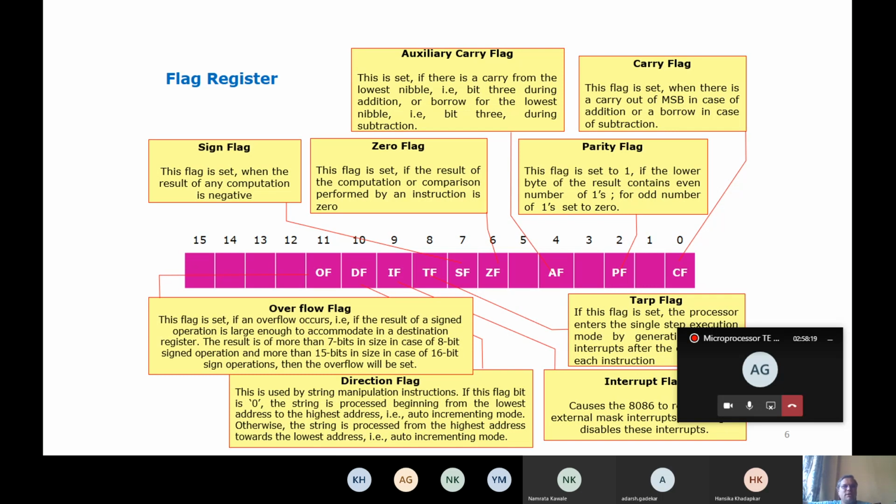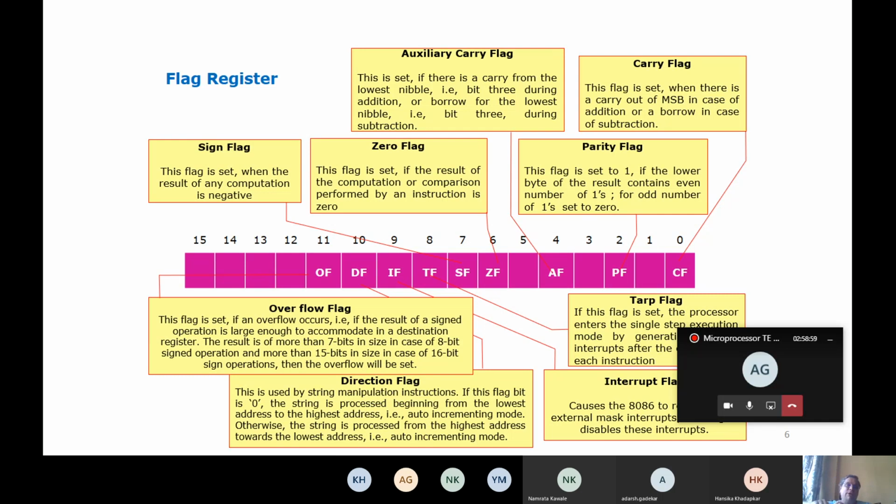So this flag is set if an overflow occurs, that is, if the result of a signed operation is too large to accommodate in the destination register. Because when I say a particular operand is signed or unsigned, that changes the magnitude of the number. If I say an 8-bit unsigned number, then all 8 bits are considered for storing the magnitude of the number, because sign is not required to be stored. It is by default positive, since we are saying it is an unsigned number.